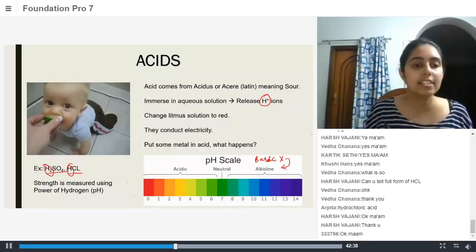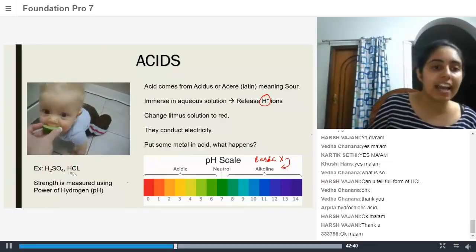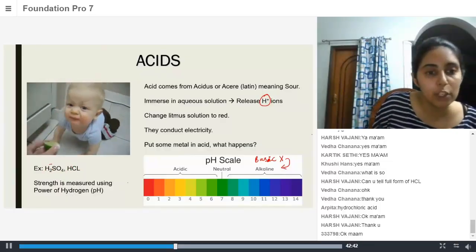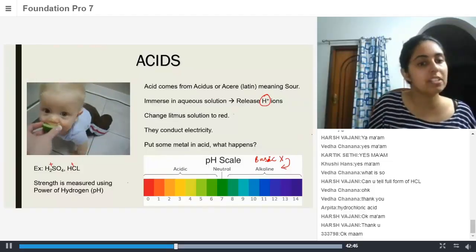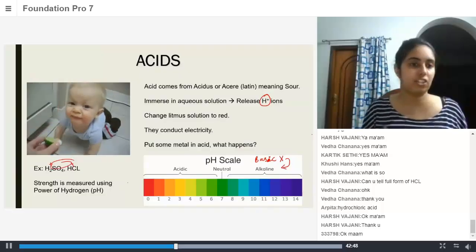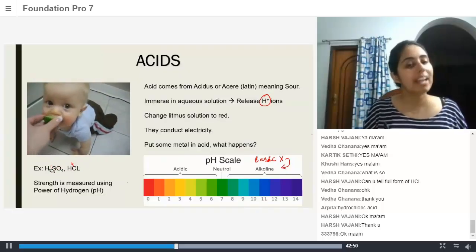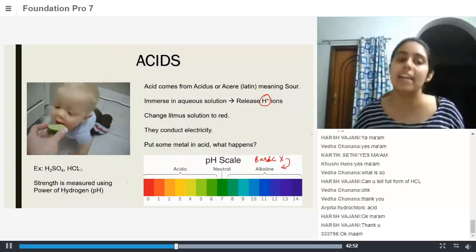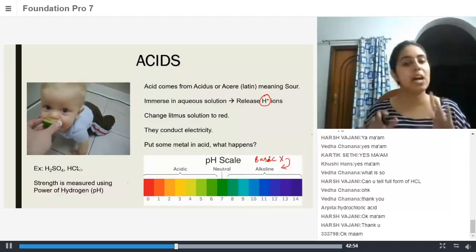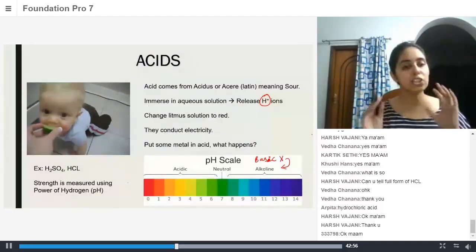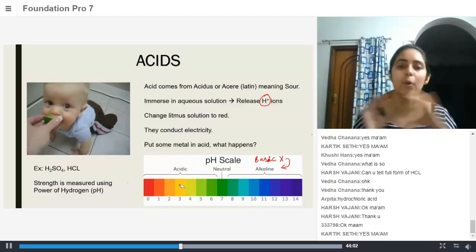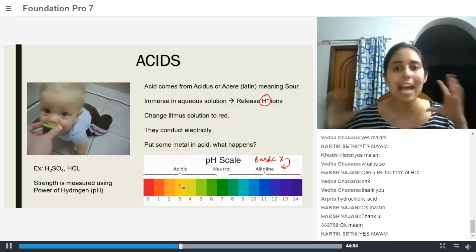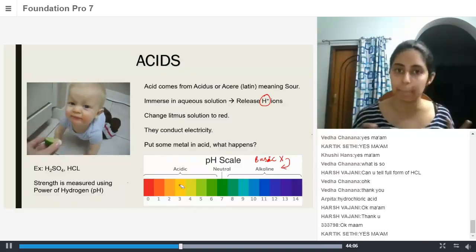So if your question is, why don't I see H plus over here? You said that acids release H plus ions, but I only see H, I don't see H plus. Where the H plus goes, I will tell you later. But what you need to remember is that all acids will have hydrogen in them. Okay.